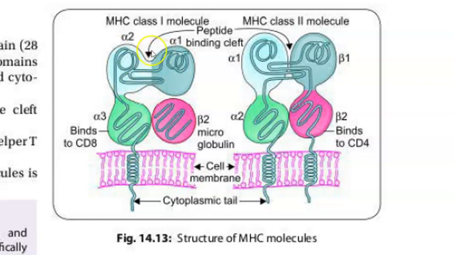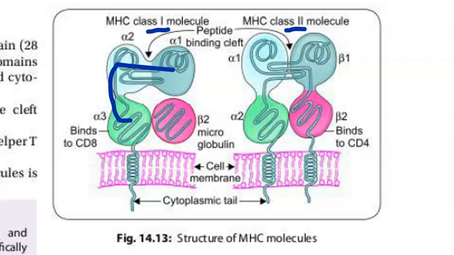Guys, are you able to see? It's not very clear maybe for you, the quality of the image. Class 1 molecule here, class 2 molecule here. Class 1 is that ABC, isn't it? And class 2 is that PQR. There are some alpha units and beta units. I can see an alpha 1, alpha 2, alpha 3 here, and there's a beta 2 microglobulin like they said. So, this entire thing seems to be continuous.